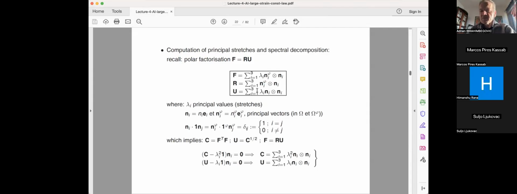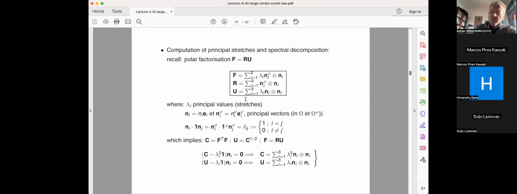So now if I'm making the spectral decomposition of the right stretch tensor, U, this will be lambda_i, N_i tensorial N_i, and basically this is now the material version of that, which you can express in terms of, let's say, base vectors. And of course, you can get the spatial version of that, again expressed in the corresponding base vectors in the deformed configuration.